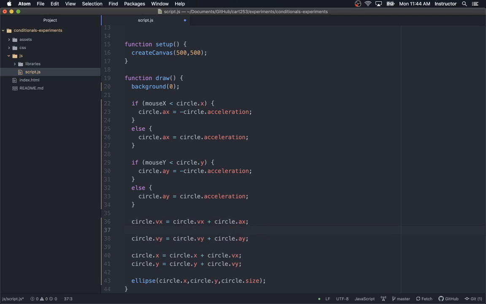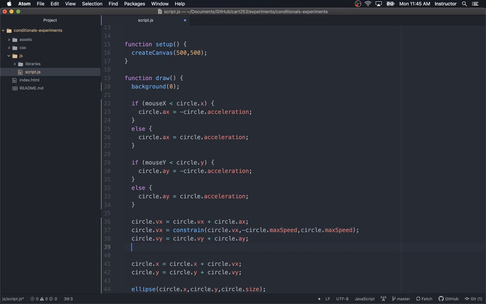So I don't want its velocity to get bigger than the maximum speed. So I'm also then going to constrain this. So circle velocity X is going to be constrained. I'm going to constrain the value that's inside circle.vx to be between the negative maximum speed and the positive maximum speed. That way the circle's not going to get really, really fast, which is something that you could look into, but things that can become arbitrarily fast get a little bit less interesting to play around with. We want to do the same thing here for its y velocity as well, between negative circle.maxSpeed and positive circle.maxSpeed. Okay, there's quite a lot of stuff going on there.